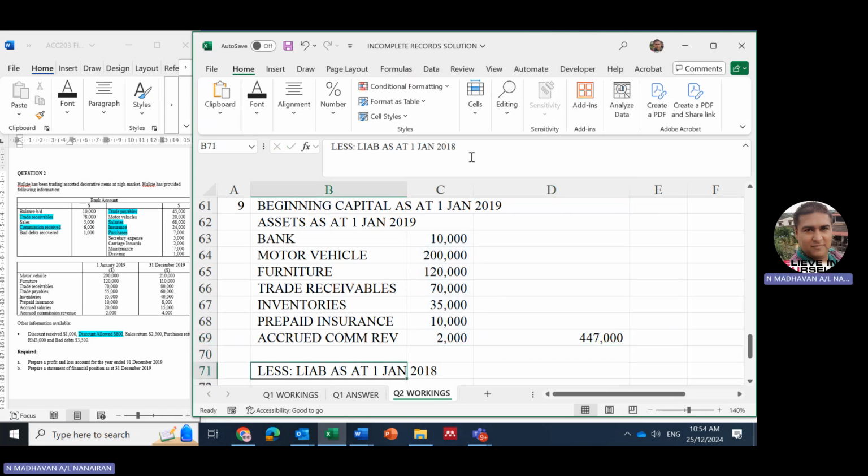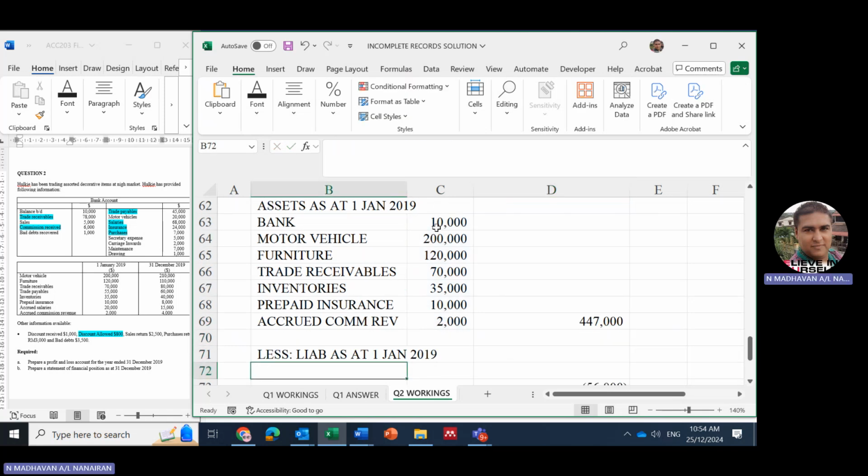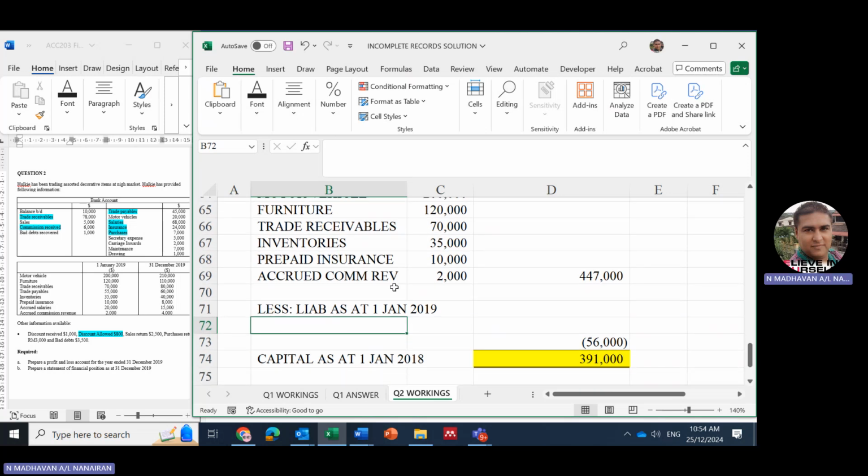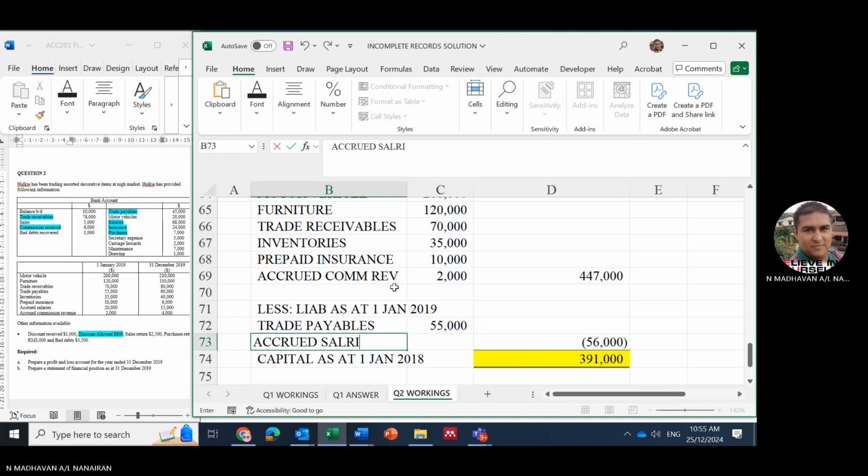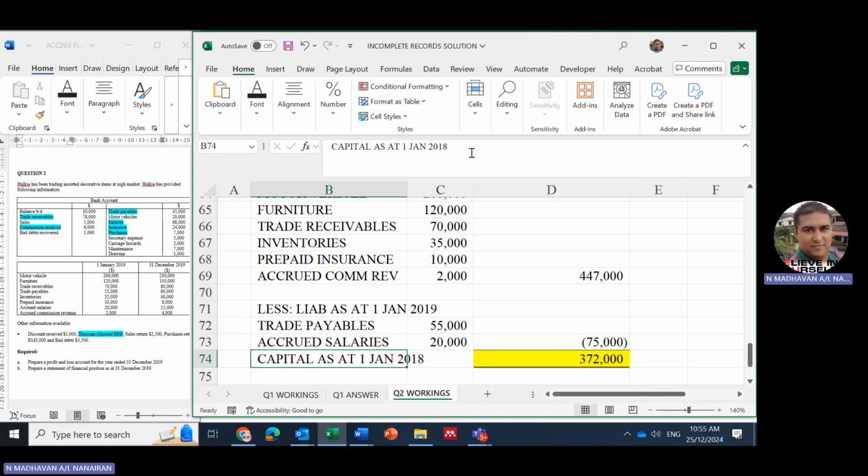Next, you have liabilities as at 1st January 2019. You have your trade payables. How much? Trade payables, how much? 55, correct? Next, you have accrued salaries. How much? So capital as at 1st January 2019 becomes 372.